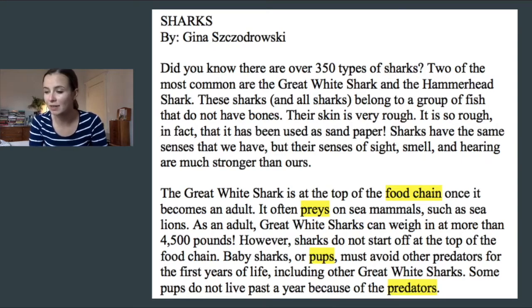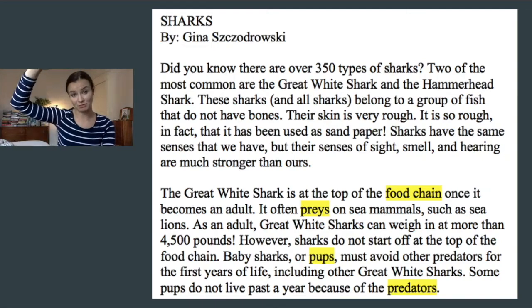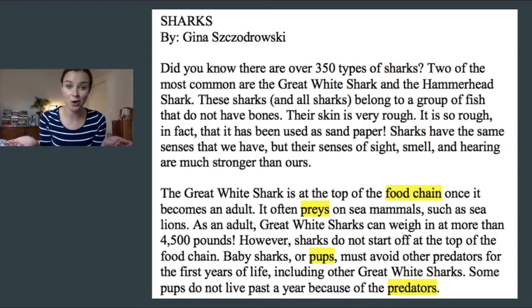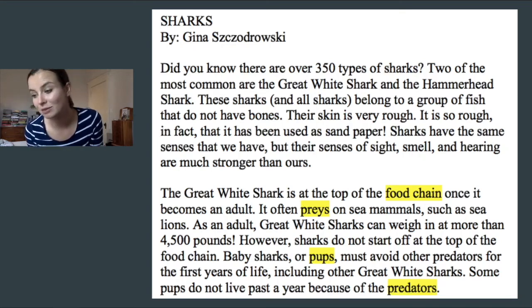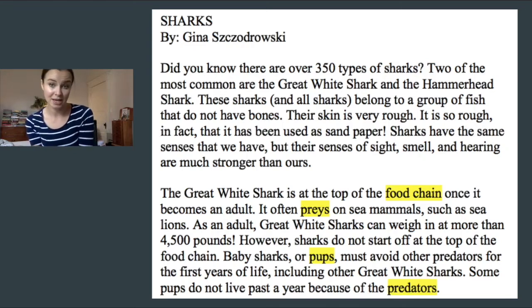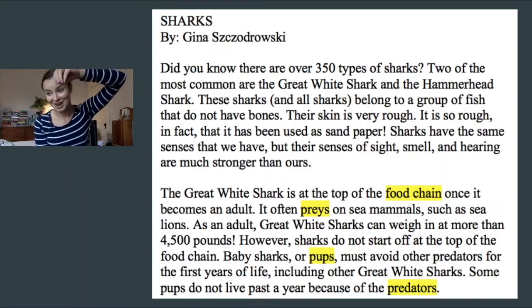The great white shark is at the top of the food chain once it becomes an adult. We can tell by that sentence that being older and probably bigger puts you at the top of the food chain. The following sentence, it often preys on sea mammals such as sea lions. Predator, prey, they're going to have that similar prefix. So maybe we can deduct that when they get older, they become predators, they prey on smaller mammals, and that means it puts them at the top of a chain of different animals eating each other, right?